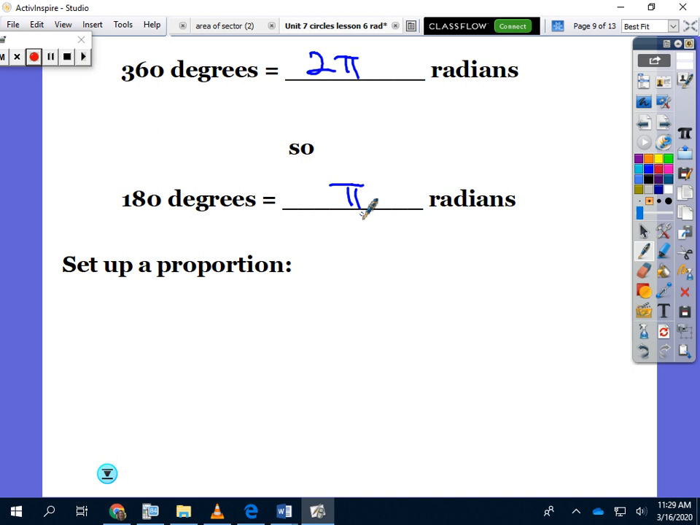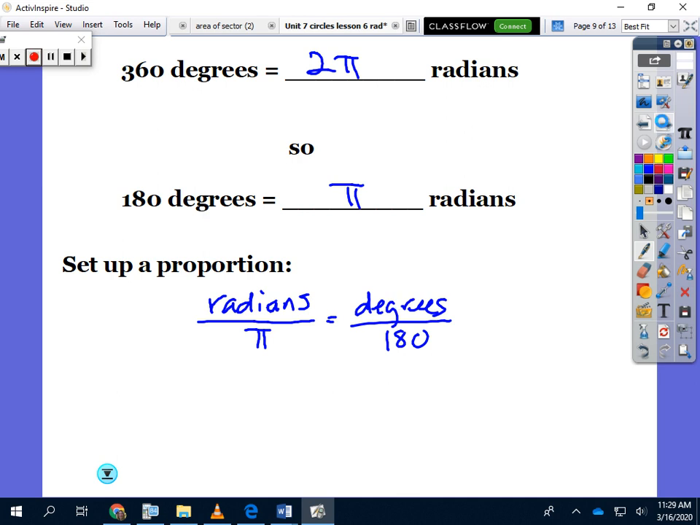So if I want to solve for either radians or degrees, let's say I got radians, set up a proportion: radians over pi is going to equal degrees over 180. So in general, I'll know either radians or degrees, and I'll just use cross multiplication to solve for the other one. Okay, so let's try one.